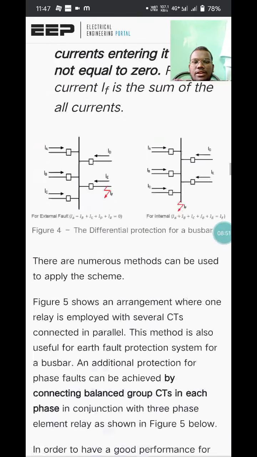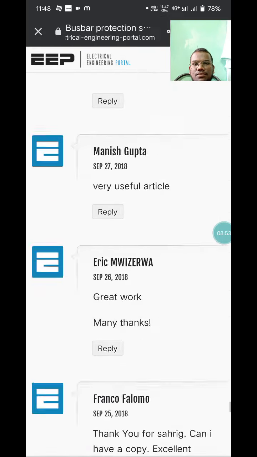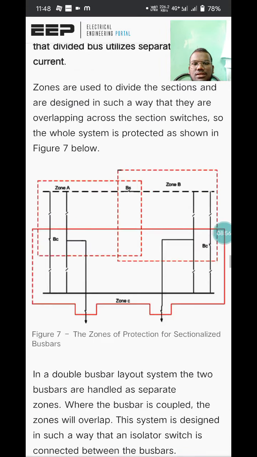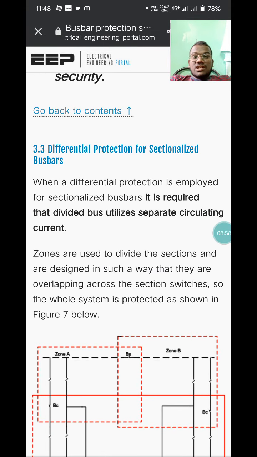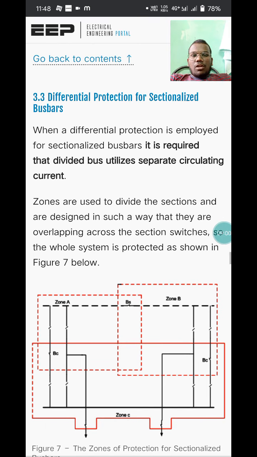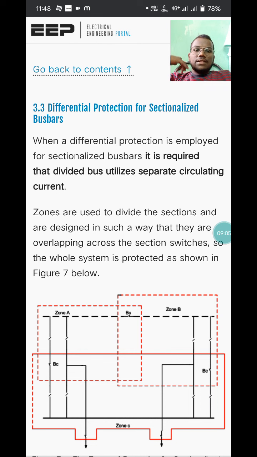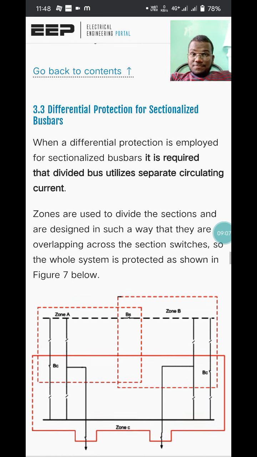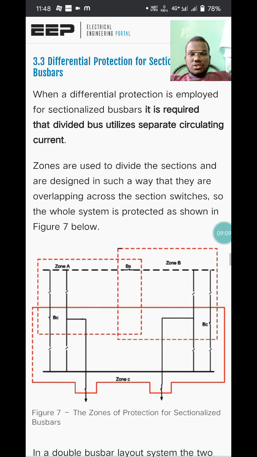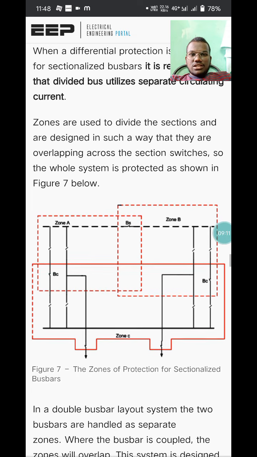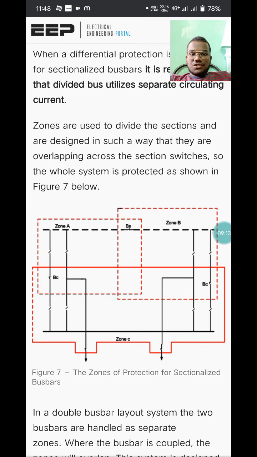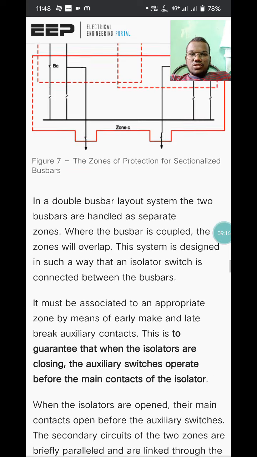We all know it. Then the next is differential protection for sectionalized bus bars. When differential protection is employed for sectional bus bars, it is required that a divided bus utilizes separate circulating current. Zones are used to divide the sections and are decided in such a way that they overlap across the section, as figure 7 shows.